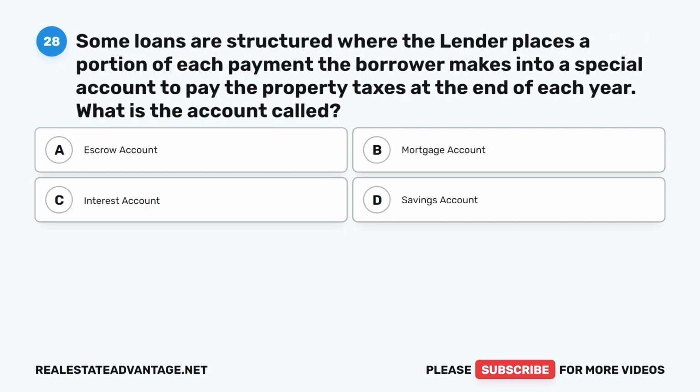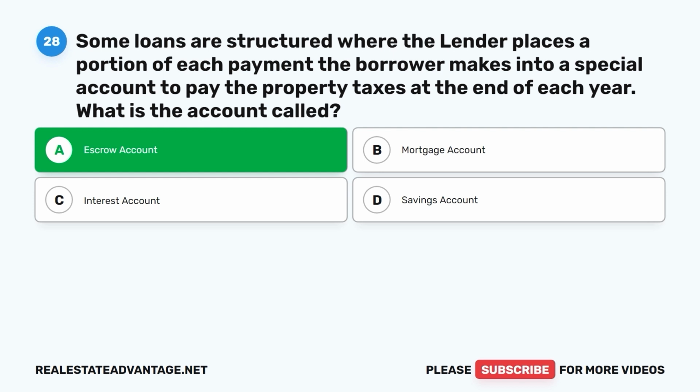Question 28. Some loans are structured where the lender places a portion of each payment the borrower makes into a special account to pay the property taxes at the end of each year. What is the account called? A. Escrow account, B. Mortgage account, C. Interest account, D. Savings account. The correct answer is A. Escrow account.